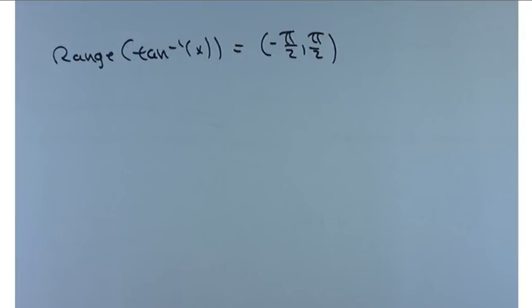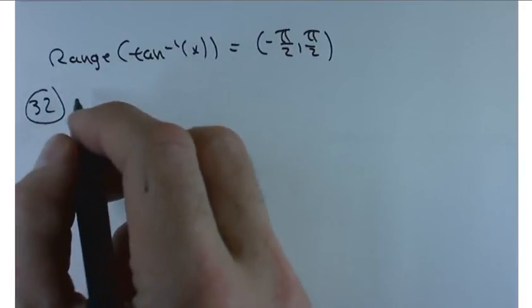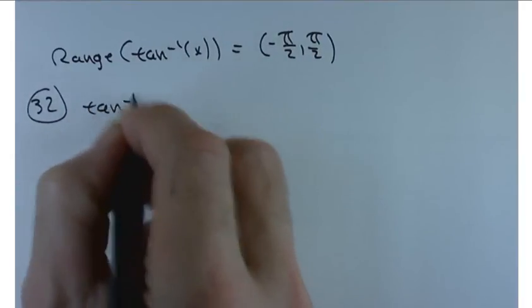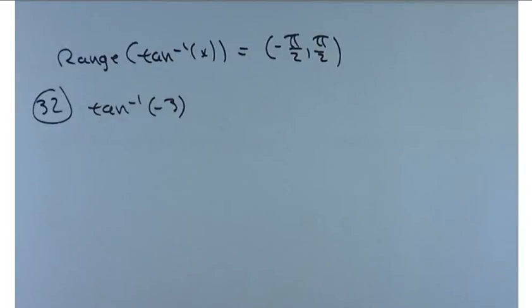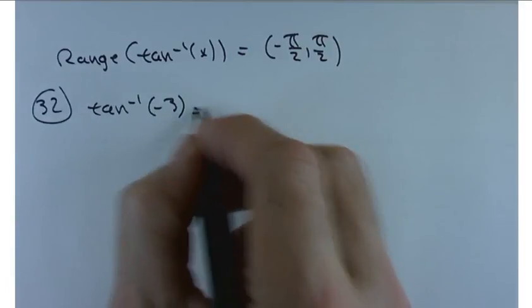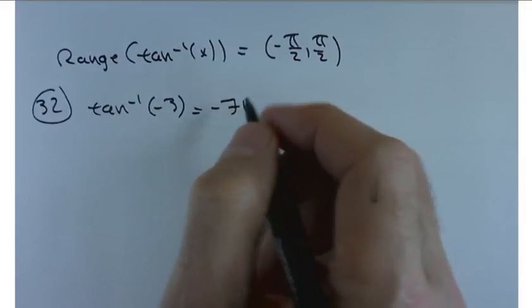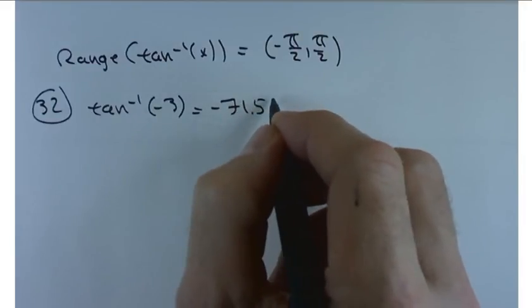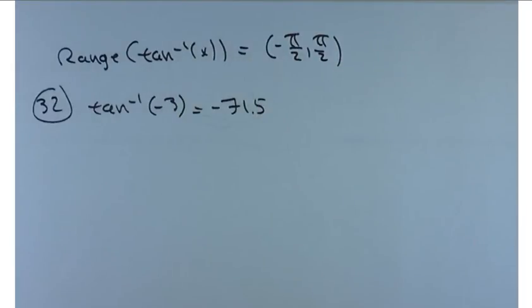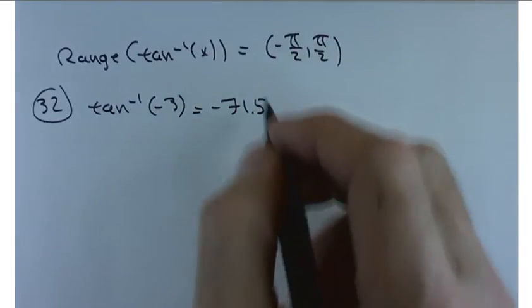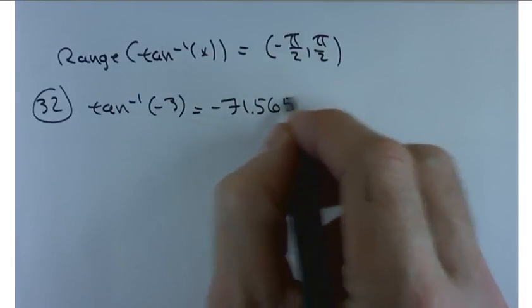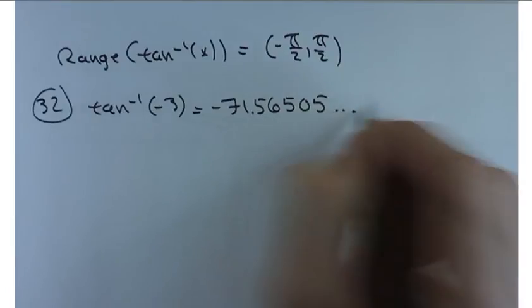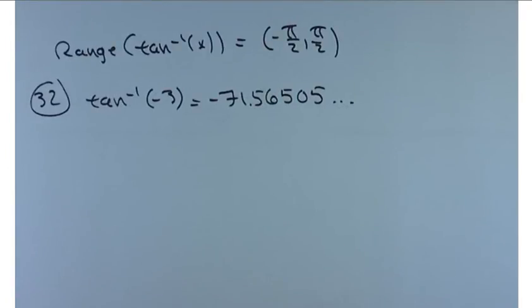Let's try number 32. Tangent inverse of negative 3. You could be asked to put that in radians. So there's the inverse tangent. That's in degrees.